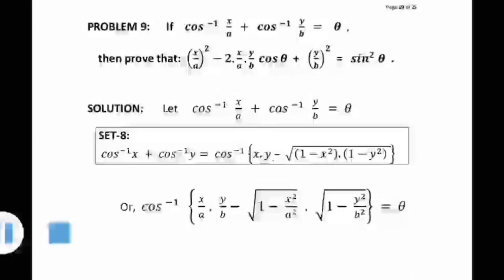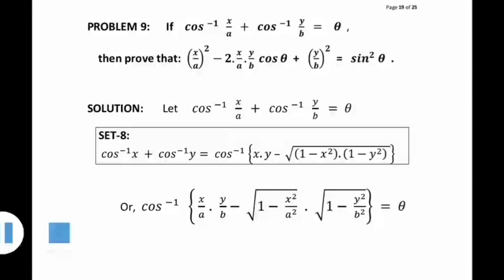Next, problem 9: if cos inverse x by a plus cos inverse y by b equals theta, then prove that x by a whole square minus 2 into x by a into y by b into cos theta plus y by b whole square equals sin square theta.